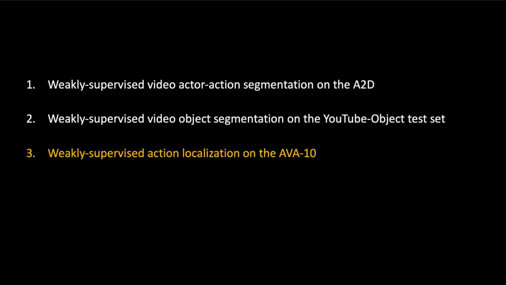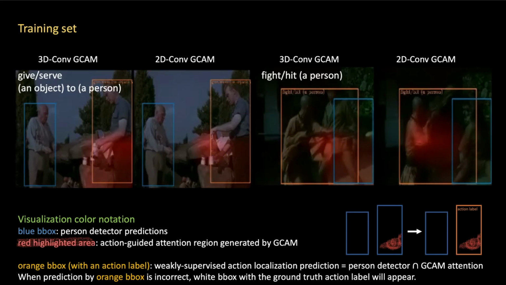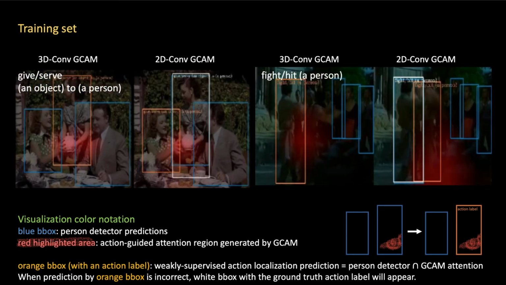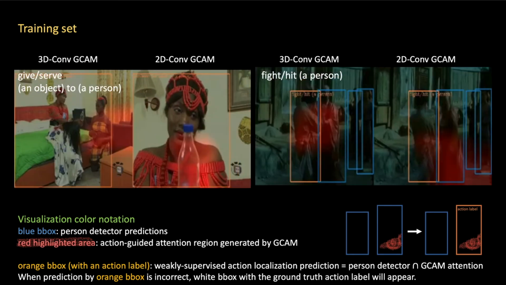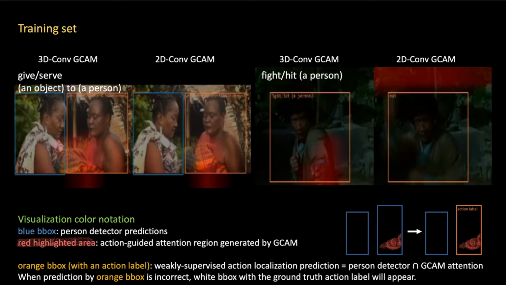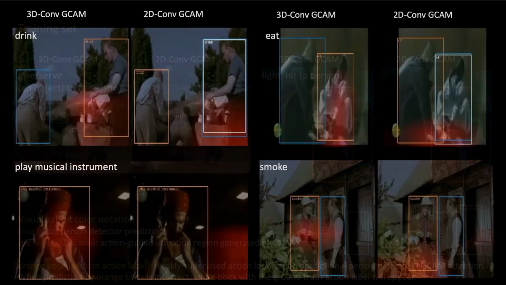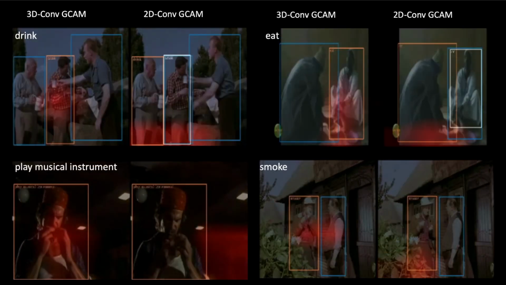Finally, we extend our model to the task of weakly supervised action localization on the AV10. The goal is to validate that the proposed 3D-CAM GCAM is able to capture the spatial temporal dynamics in the video by processing the video data in volume, which is in contrast to the 2D-CAM GCAM that operates on a frame base.